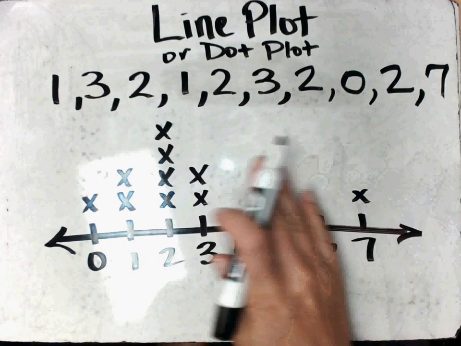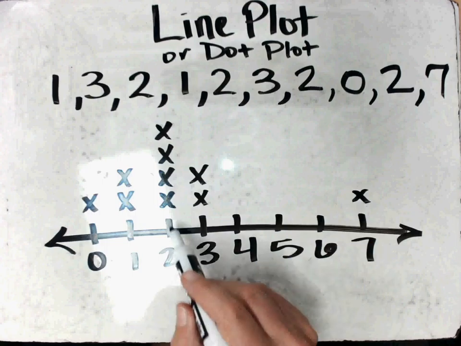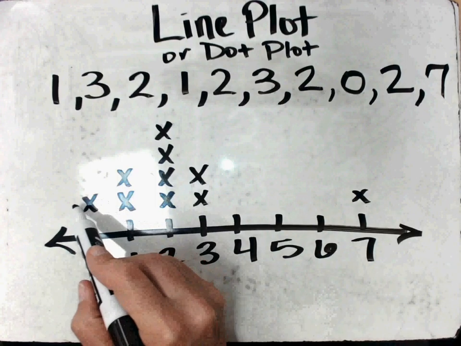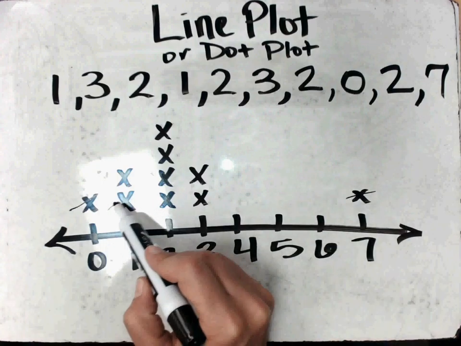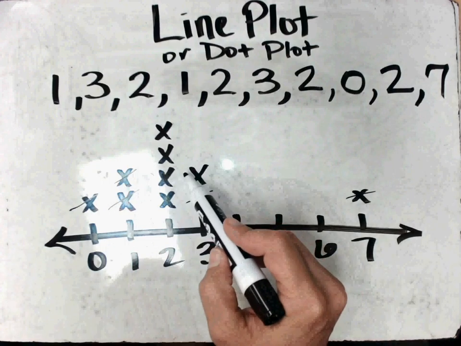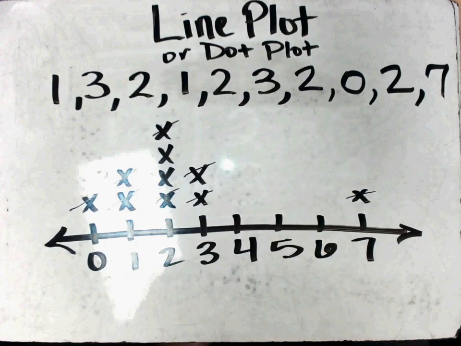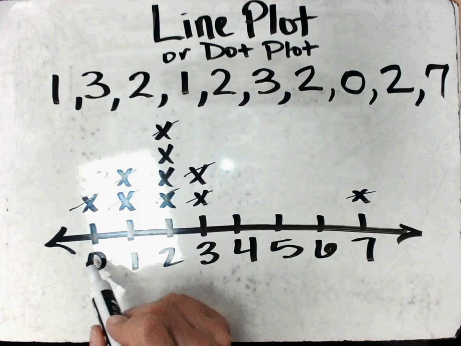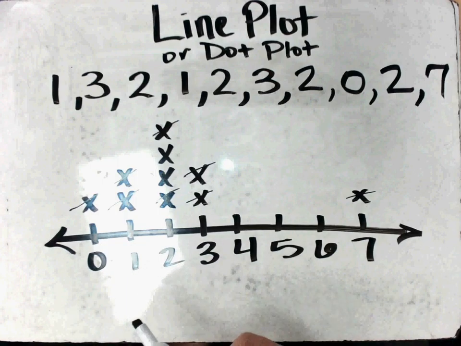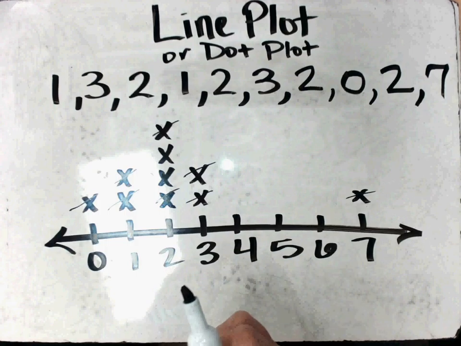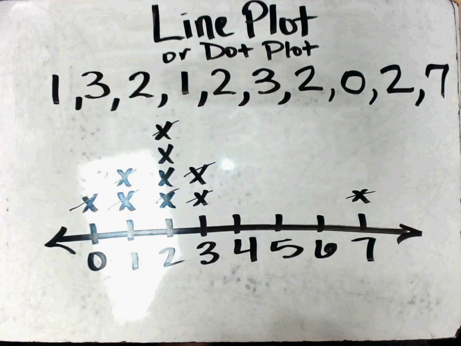So now, by looking at this line plot, we can easily tell what is our mode. Well, the one that repeated the most was the 2, right? So it is our mode. And our median, we can easily tell because if we count back, here was our least, greatest, least, greatest, least, greatest, least, greatest. Oh, looks like there was 2's in the middle, so 2 is our median. We can also tell our range because our largest number was 7, our smallest number plotted was 0, 7 minus 0 is 7. So there we could easily tell our median, mode, and range by looking at our line plot.